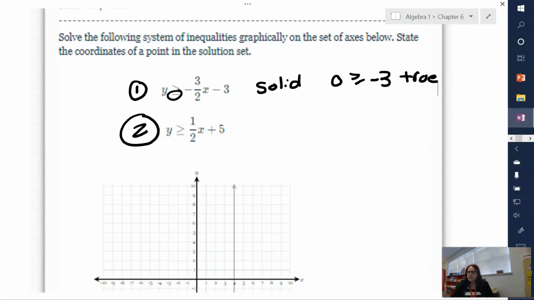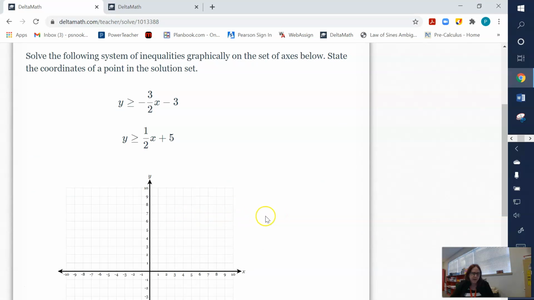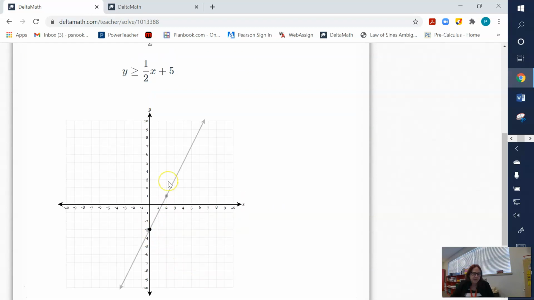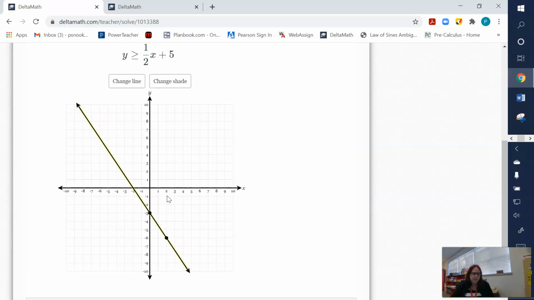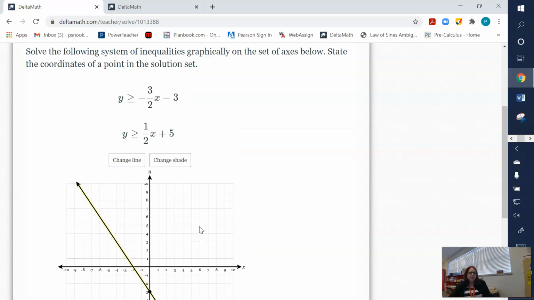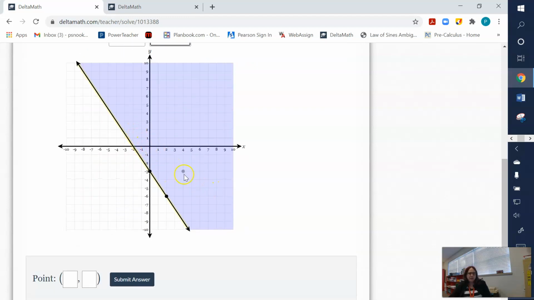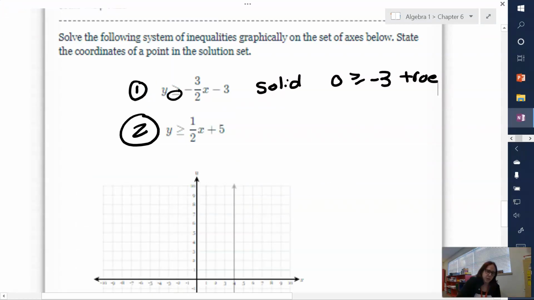So let's go over to Delta Math. So here's that same problem in Delta Math. Graphing the first inequality, my y-intercept is at -3. And then my slope is -3/2, so I'm going to go down 3 and over 2. I have an equal bar here, so I want this to be a solid line. And I need to shade. I said I wanted to shade where the origin was, so this is how this shading is going to play out. Now let's go back and do our second inequality.